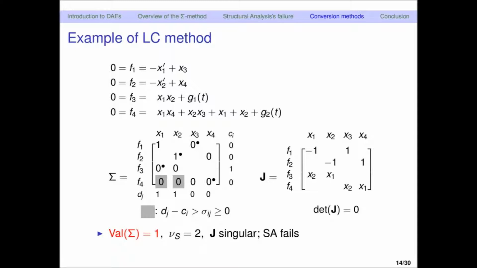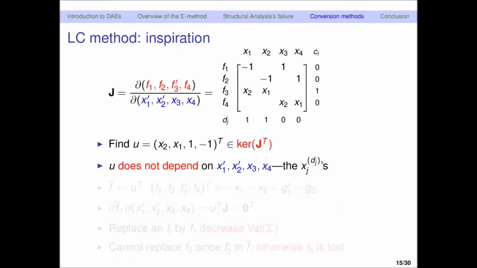So what does it mean? It means the Jacobian is singular, but what's the meaning of it being singular? So this is the definition of the Jacobian. It's the partial derivative of equations with respect to some derivatives. If it is singular, then we can find a vector in symbolic form from its co-kernel. So look at this vector. Observe that it does not depend on these derivatives.